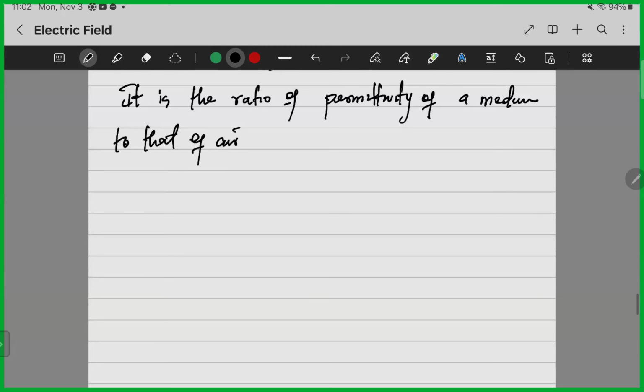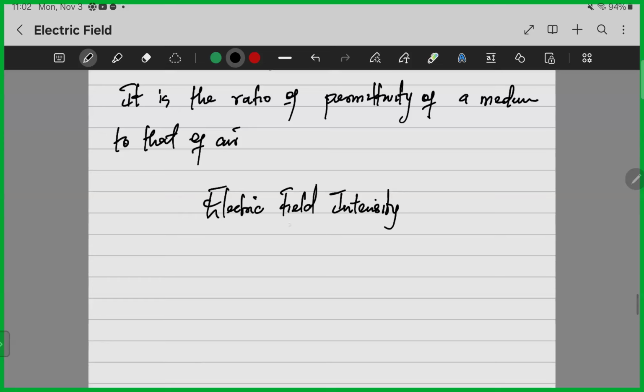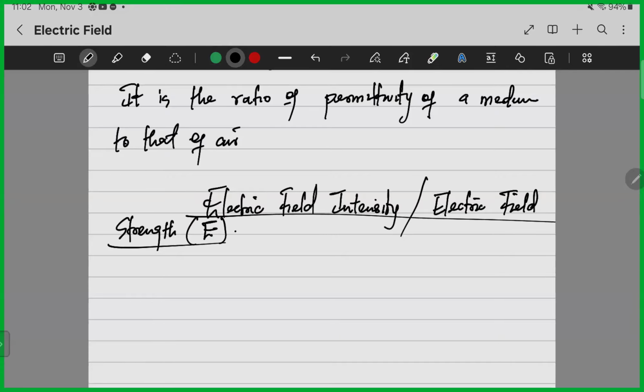And let's now go straight to the next subtopic, which is electric field intensity. Electric field intensity, or some people call it electric field strength. Keep all of that in mind. It's represented with a capital E. That is the exact representation in physics.